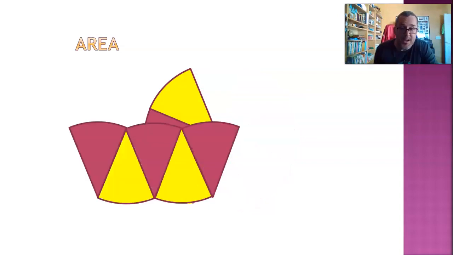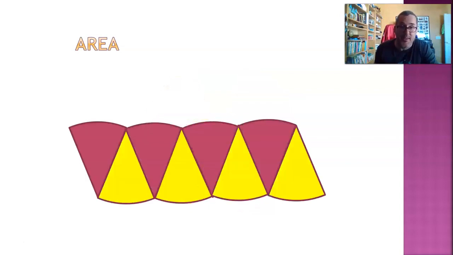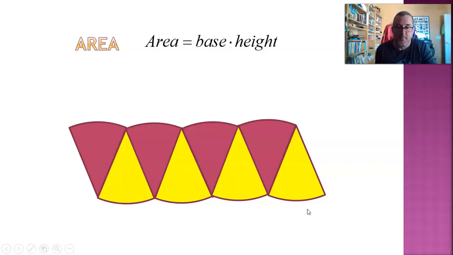Then, when we arrange those slices like this, it would look more and more like a rectangle. You'll see that later. But it looks more and more like a rectangle, and as you've seen, the area of a rectangle is the base of the rectangle times the height of the rectangle. Now let's talk about that for a minute.